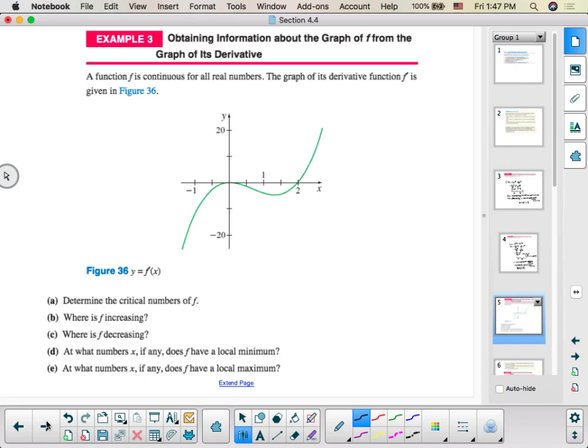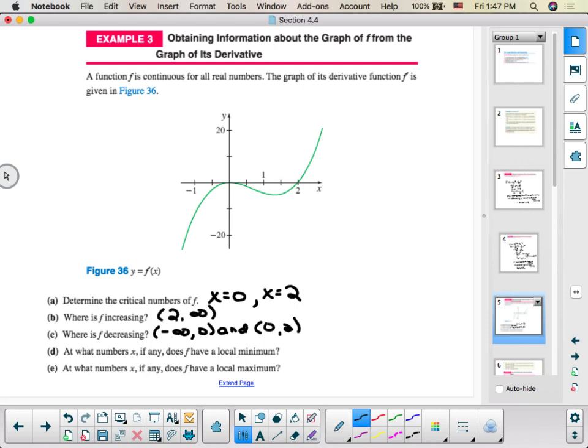When we have a graph, to determine the critical numbers, we're just looking for where the derivative is undefined, which doesn't happen on this graph, or where the derivative is equal to 0, and that happens at x equals 0 and x equals 2 in this graph. The function is going to be increasing where the derivative is positive, and that happens from 2 to infinity. Decreasing is going to be where the derivative is negative, and that happens from negative infinity to 0 and 0 to 2.